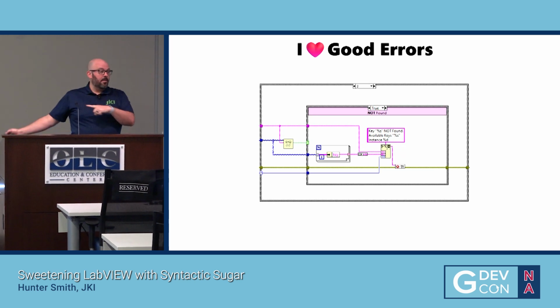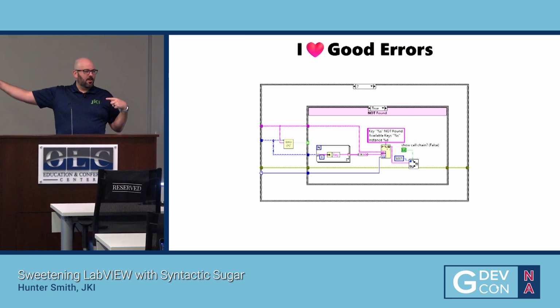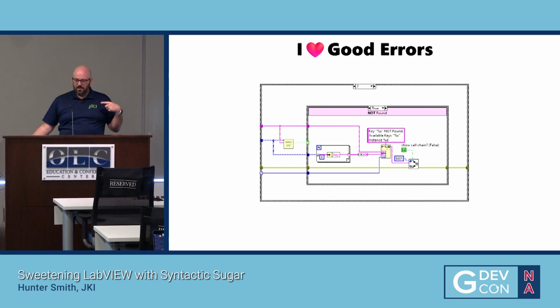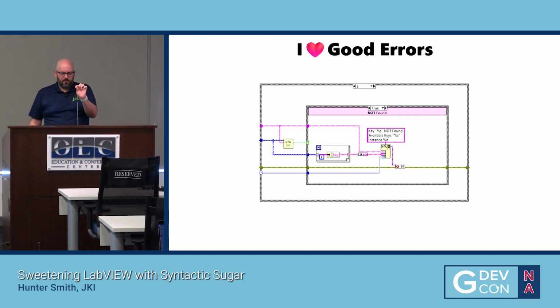Now I may also do the same for the error. I don't want to use the create error and have to wire in the custom error code because the default error code there is 0, and that's not helpful. And I generally want to include the call chain, so I want to set that. So now I've made a little function there.